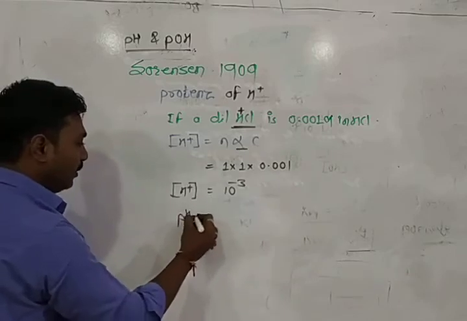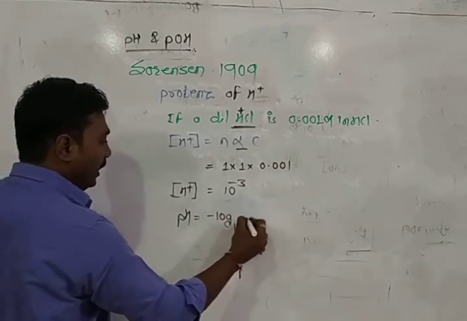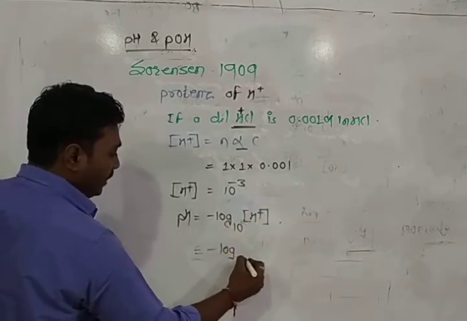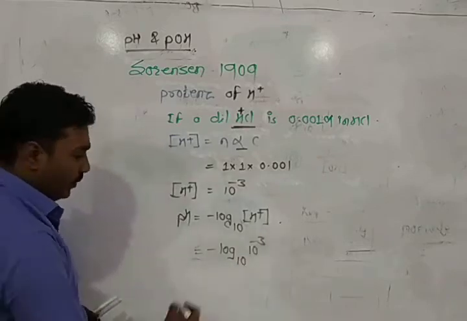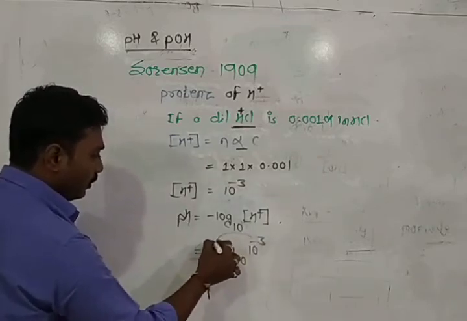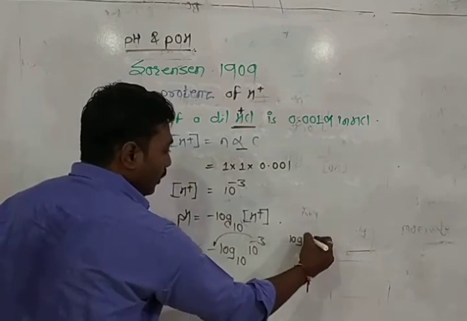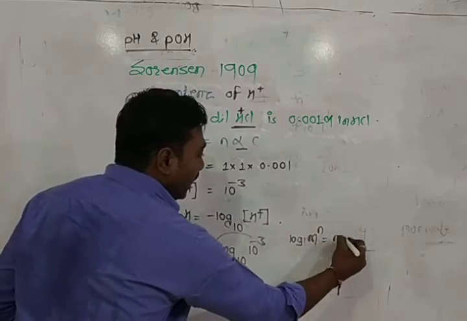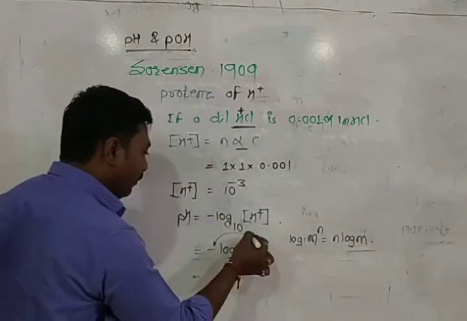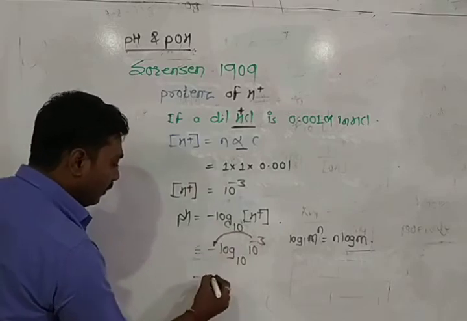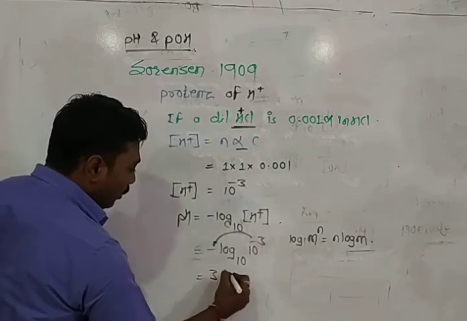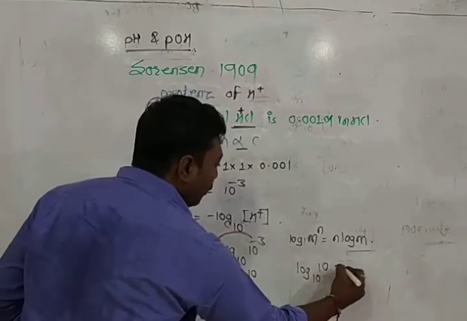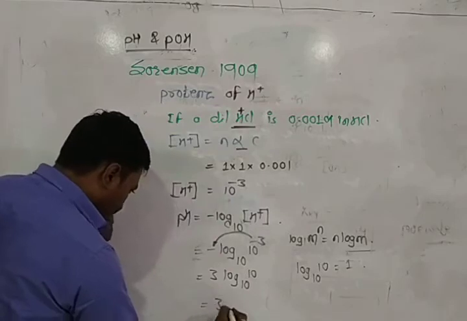Now the pH will be negative log to the base 10 of the concentration of H plus ion, negative log to the base 10 of 10 to the power minus 3. Log of m to the power n will be n log m. So it will be minus 3 into minus 1, plus 3 log 10 to the base 10. The value of log 10 to the base 10 is 1. So the pH will be 3.